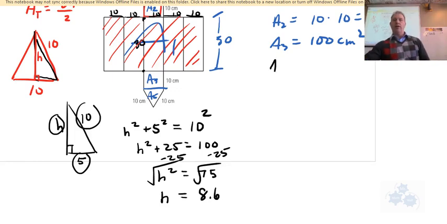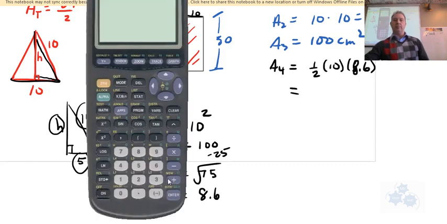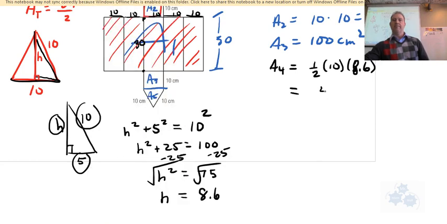So area 4 now is going to be 1/2, or this is the way I'm going to do it. The base is 10, right? See, the base is 10. And the height is 8.6. So what's that? 10 times 8.6 divided by 2 is going to be 43. 43 centimeters squared. And of course there's 2 of those.